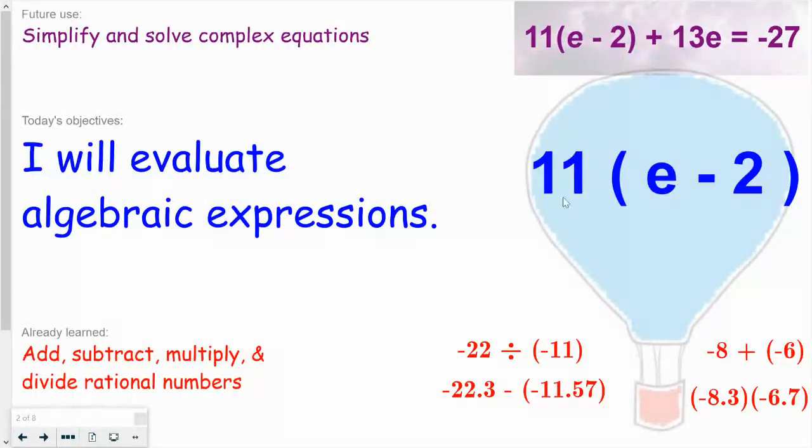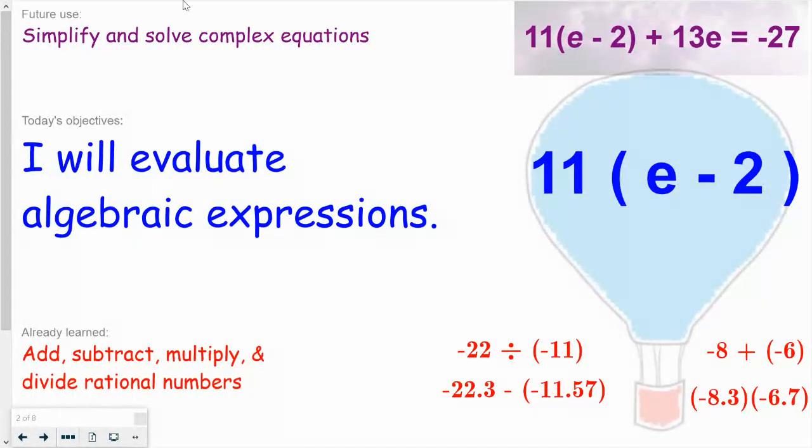Here in our balloon, you can see an algebraic expression: 11 times the difference of e and 2. What we already know is how to add, subtract, multiply, and divide rational numbers. Rational numbers are your positive and negative decimals and fractions, and our integers, the positive and negative whole numbers. That's what we just finished up doing.